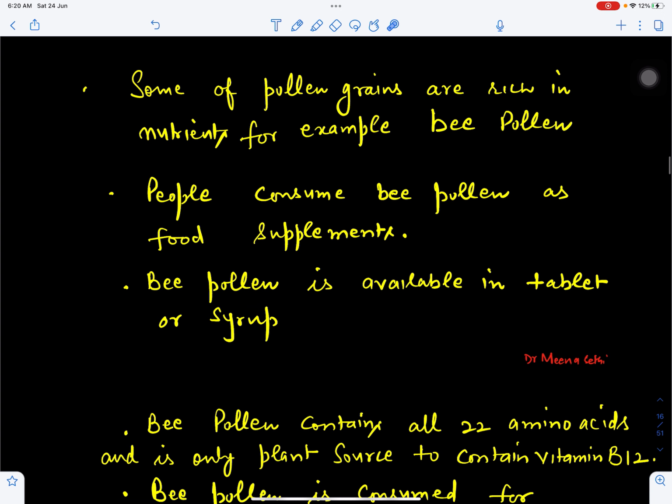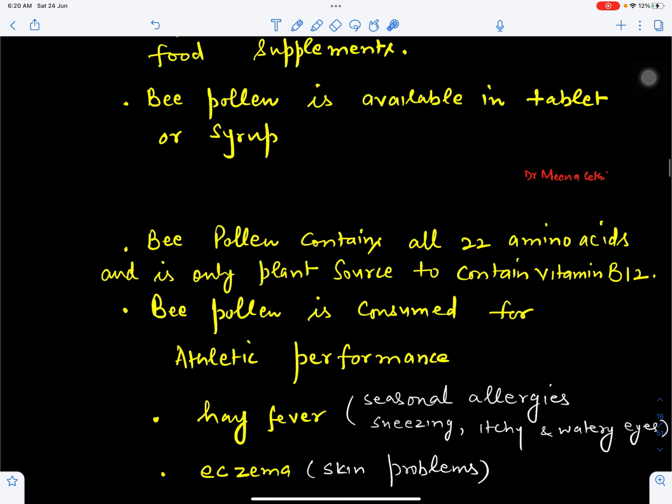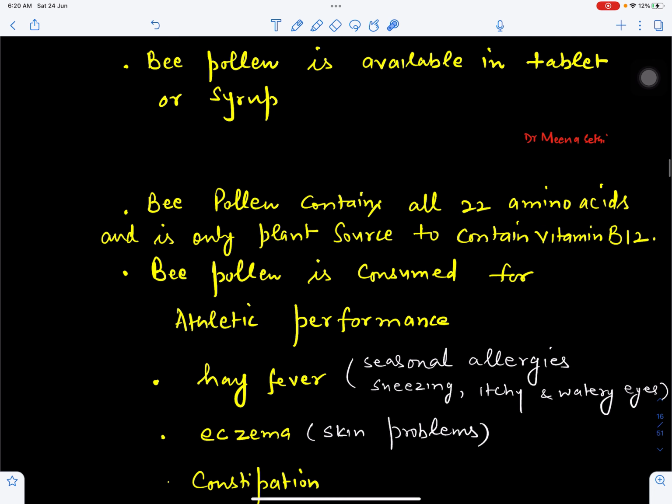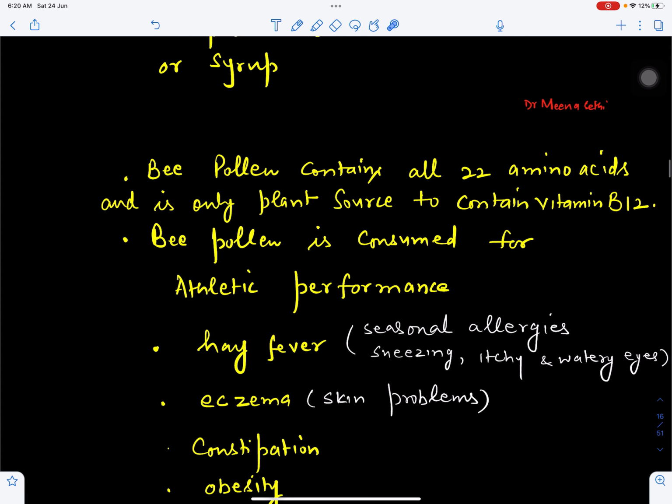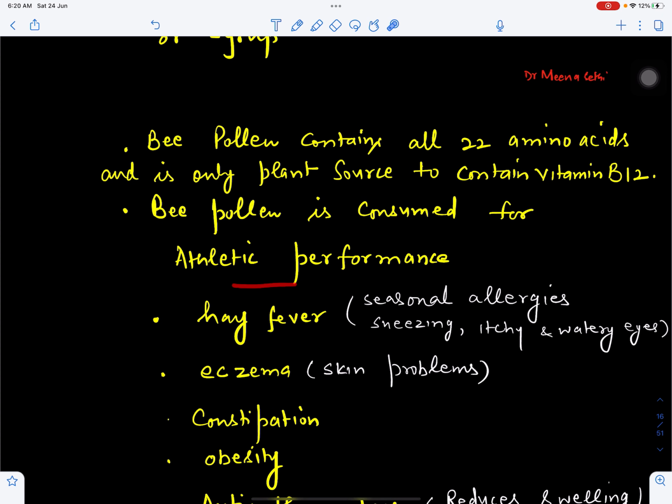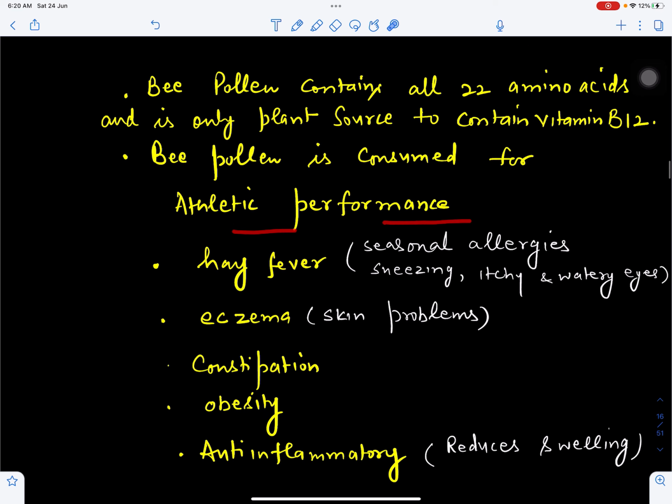Now, these pollen grains, if we see, they are rich in nutrients. Some of the pollen grains, like bee pollens, people consume bee pollen as food supplement or nutritive supplement. They can be present in the market in the form of tablet or in the liquid form in the syrup. Because bee pollen contains all the essential amino acids, that is 22 amino acids, also rich in vitamin B12, right? And this provides energy as well as nutrients. So this is consumed by athletes to improve their athletic performance.